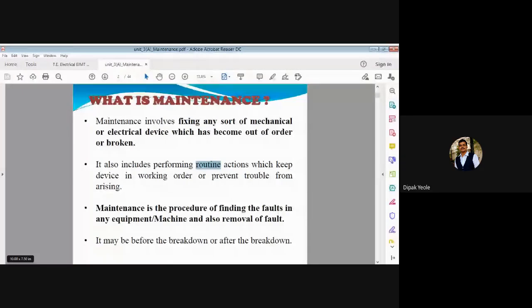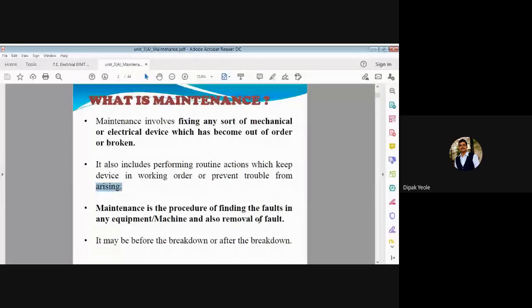Yes, and that is related to the, we are interested in the electrical now. So we have to perform the routine actions which keep the device in working order or prevent trouble from arising. So that is called maintenance. One can say that maintenance is the procedure of finding the faults in any equipments, machineries, and also removal of faults. So this is the perfect definition of maintenance.